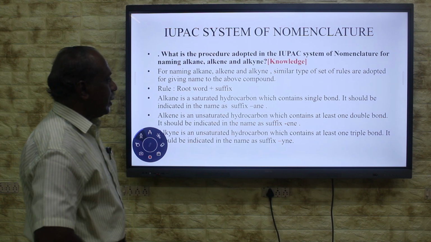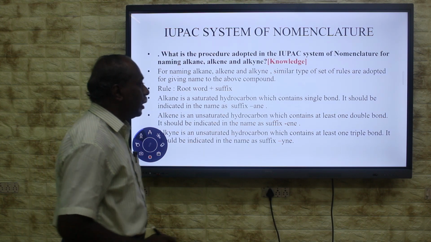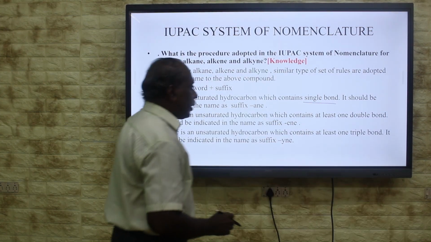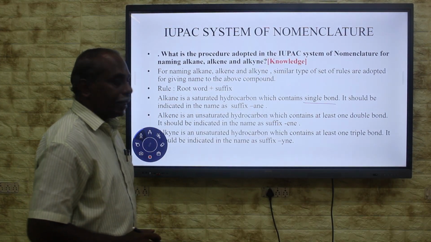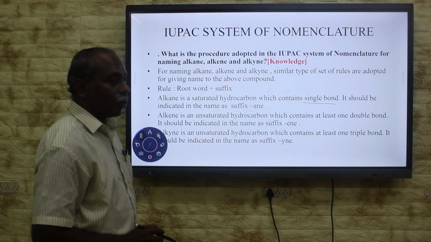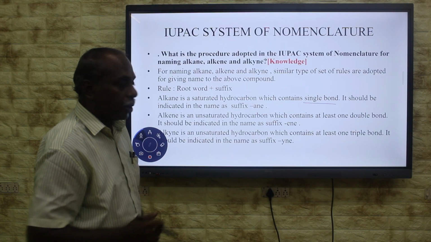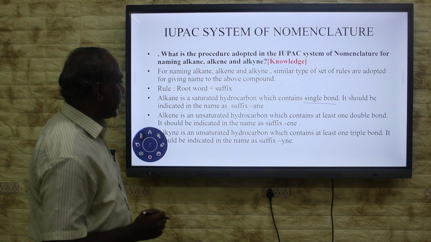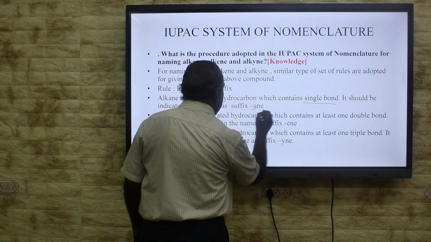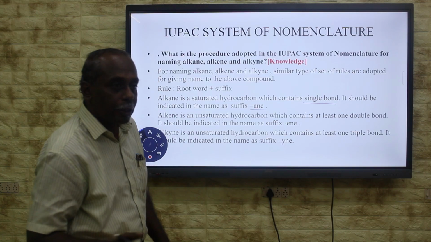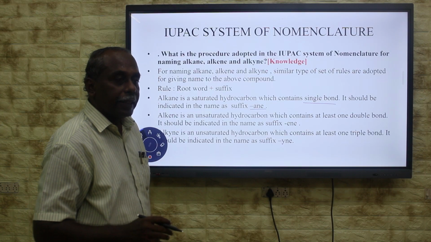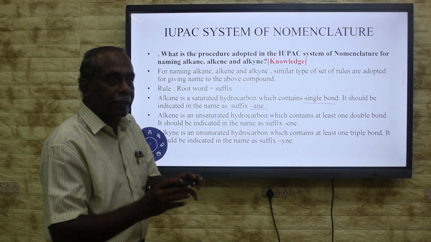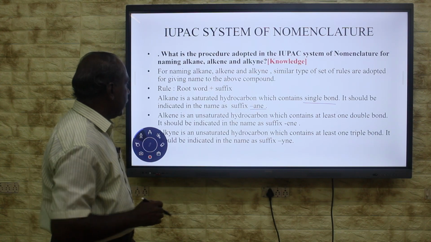Alkane is a saturated hydrocarbon which contains single bonds. In the first lecture itself we have learned that alkane is a saturated hydrocarbon in which carbon atoms are connected by single bonds. It should be indicated in the name as A-N-E, the suffix. When you add A-N-E in the suffix, that indicates the compound is saturated. It has only single bonds.